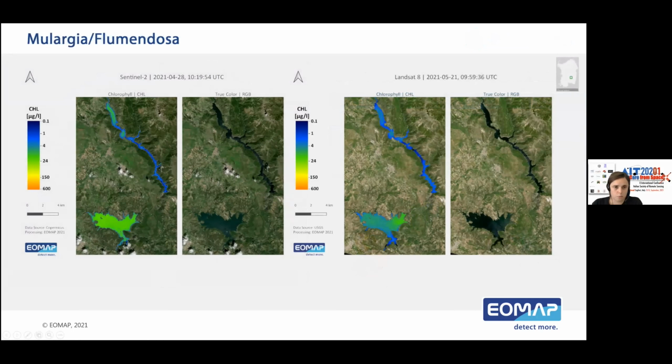So that's the example of chlorophyll A maps from Sentinel-2 in April. On the left-hand side, and on the right-hand side, we have Landsat 8 chlorophyll A concentrations of the two reservoirs. And you see that, as Apostolis already said, there's the clearer one in the northern part, Flumendosa, and the more, let's say, algae bloom or turbidity influenced Lake Mulargia. So in case of any algae blooms or turbidity incidents, the Flumendosa reservoir is used to put fresh water into the drinking water reservoir of Mulargia.